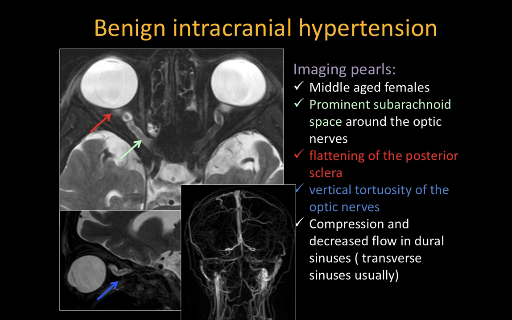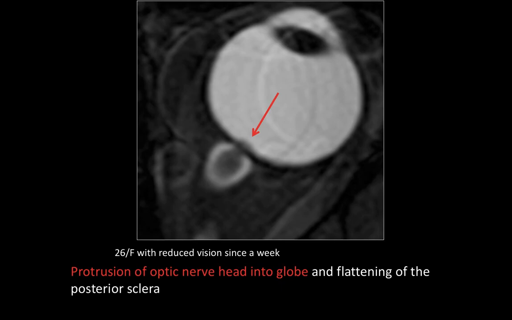So basically, this is benign intracranial hypertension, commonly seen in middle-aged females, associated with sudden onset of vision loss. And most important, we see papilledema on fundoscopy, and on MR there will be flattening of the posterior sclera with protrusion of the optic nerve head into the globe, which I will show in the next image. So this is actually papilledema on MRI, where you have flattening of the posterior sclera along with protrusion of the optic nerve head into the globe. So this is papilledema. It will be seen as a pale disc on fundoscopy.